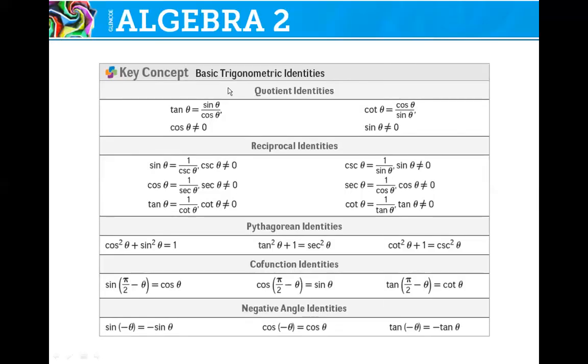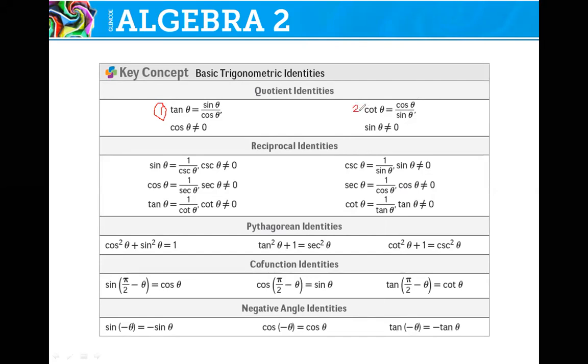Basic trig identities. First, the quotient identities. Tan equals sine over cosine, and cotan equals cosine over sine. This is number one and number two. If we have sine over cosine, we can simplify it by getting tan. If we have cosine over sine, we can simplify it by getting cotan.